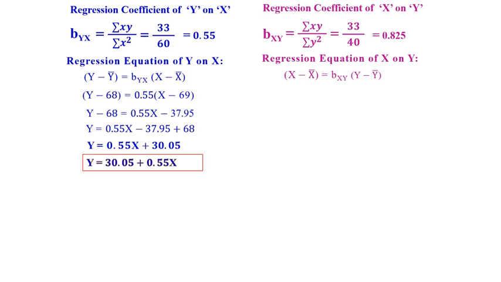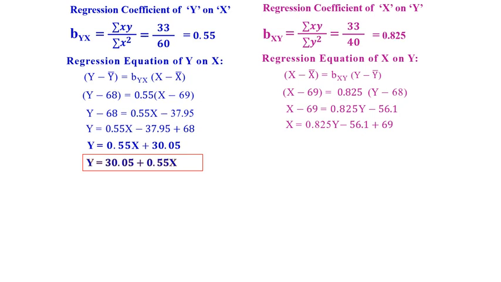Similarly, construct the regression equation of x on y. It is given as x minus x bar equals bxy into y minus y bar. Substitute the values. Okay, you will do it, I think. Substitute and simplify. 0.825y minus 0.825 into 68, 56.1. Use calculator for 0.825 into 68. Minus into plus, minus. Substitute, transpose minus 69 to RHS. So x equals 0.825y minus 56.1 plus 69.